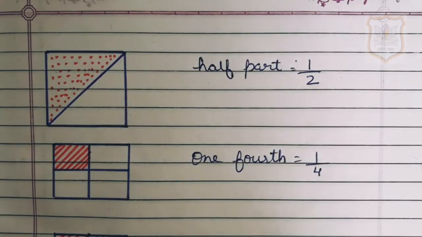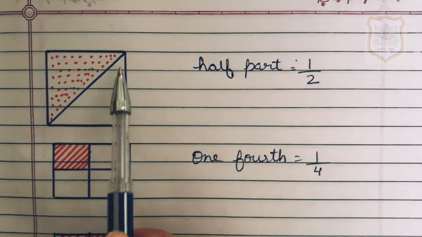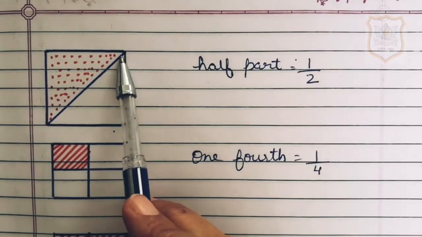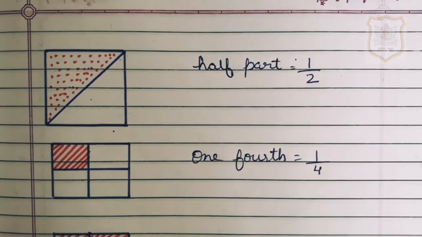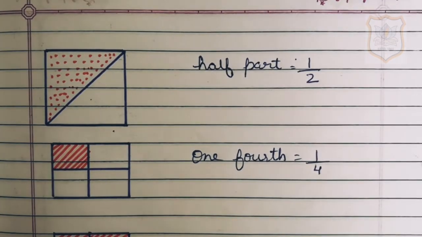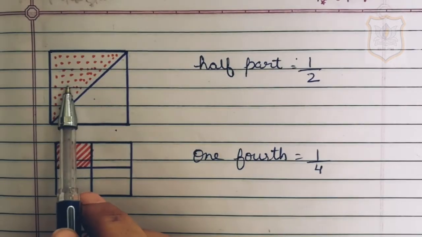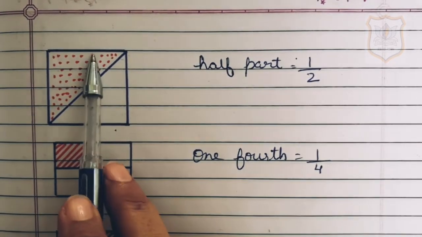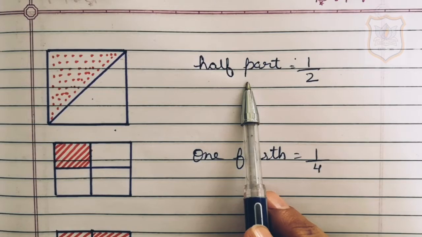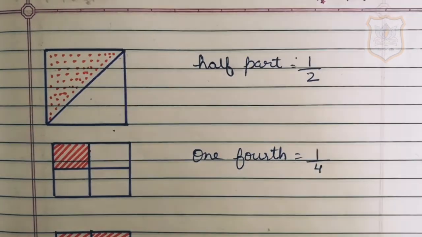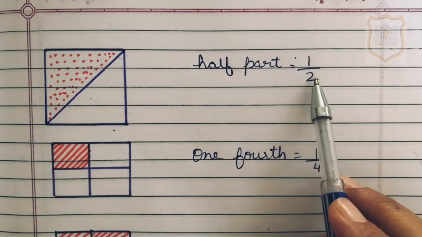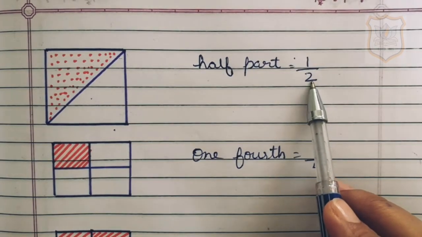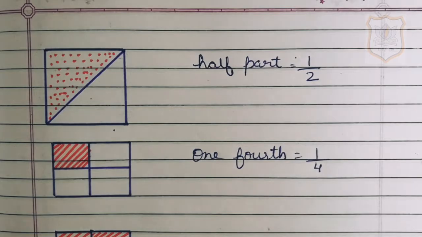We are taking the complete object, so we can say it as a whole or one. And now students, here you can see this is an object and we have divided the object into 2 equal parts. Now each equal part of a whole is called a half part or 1/2. It is represented as 1 upon 2 and it is read as 1/2.